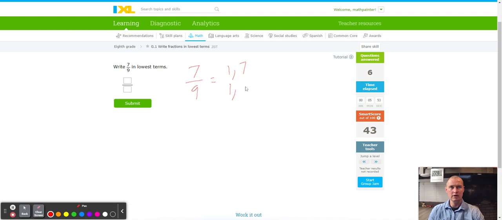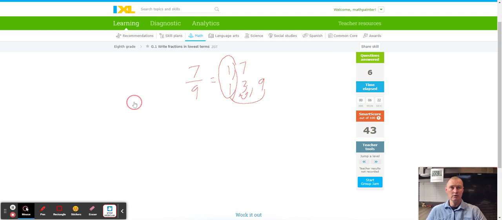9, different story because we have 1, 3, and 9. Well, you're probably wondering, well, 3 times what gives you 9? Well, 3 times itself. So 3 times 3 is 9, and 1 times 9 is also 9. But notice they only share a value of 1. Therefore, it's already in simplest form because 7 divided by 1 is still 7, and 9 divided by 1 is still 9. So 7 over 9 will remain the same.